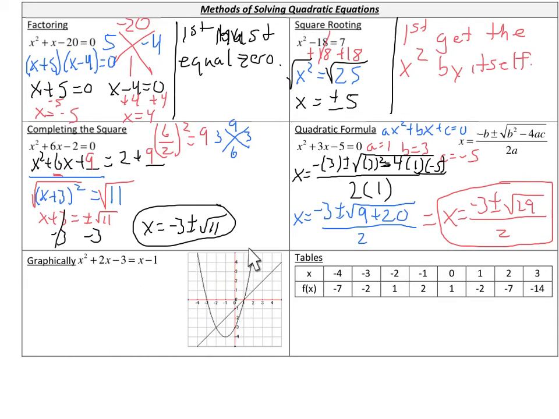If I graph this equation, it's right there. See the parabola? See the y-intercept's negative 3? See how it hits negative 3? See the a value is 1, over 1, up 1? This is actually the graph of the parabola. And look at this right here. Isn't that the graph of the line?